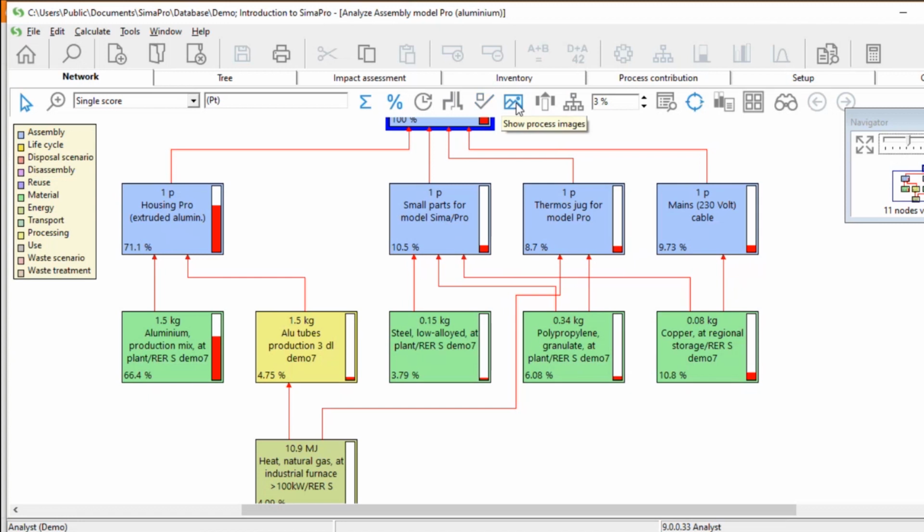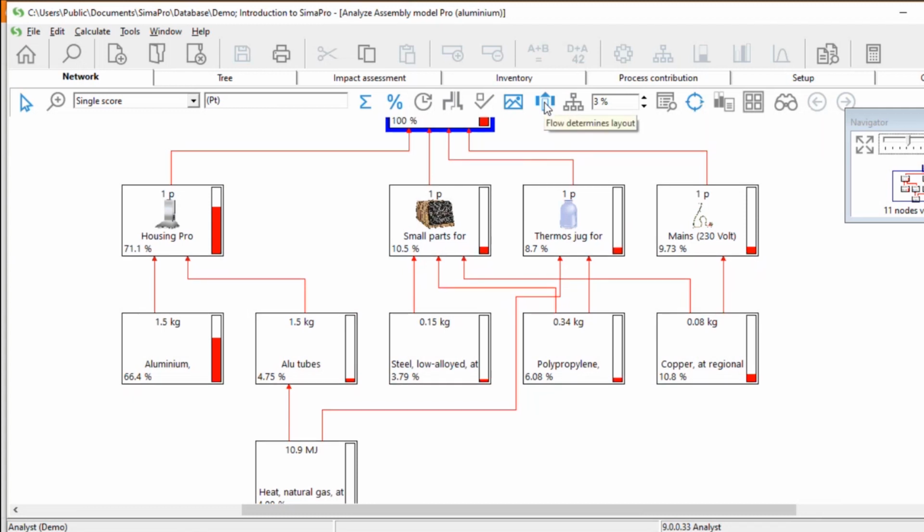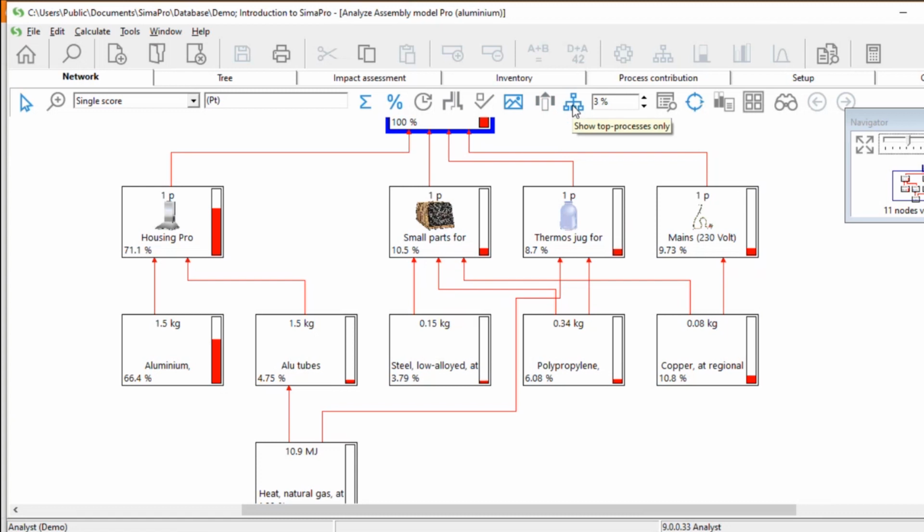And show process image. Yes, you can show the process image. Like this is the housing picture, small parts, thermos jug, and so on. Depending on your choice, you can play with it. And this is the layout of your Sankey diagram or the tree. You can move around using this one, and this one is the show top process only.